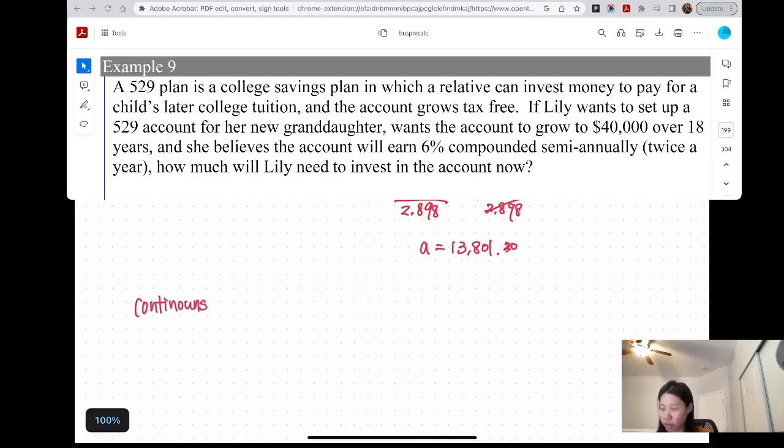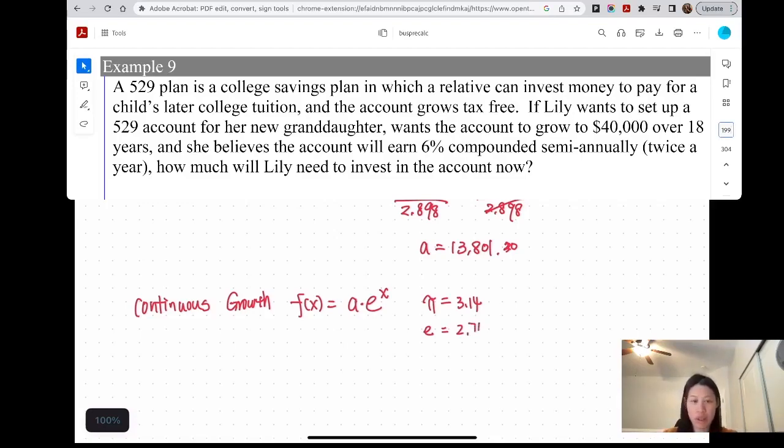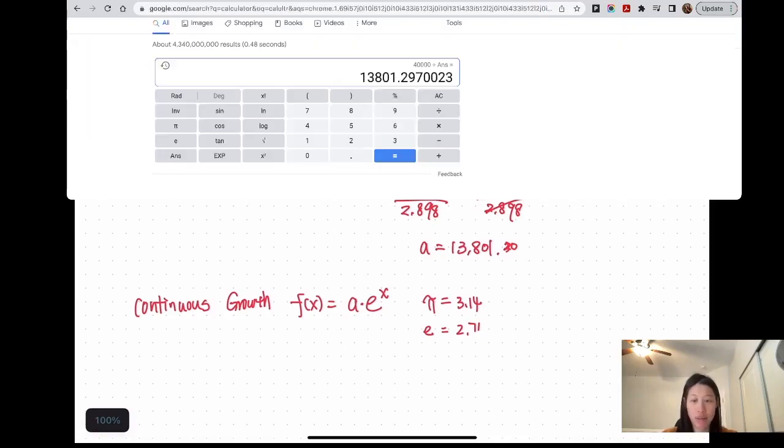a formula. Oh, sorry, I spelled it wrong. f(x) equals A times e to the x. Well, e is the natural number. It's just a constant, similar to pi equals 3.14. e is equal to 2.71. Let's check it. I don't really remember the exact number, but every calculator will have that.